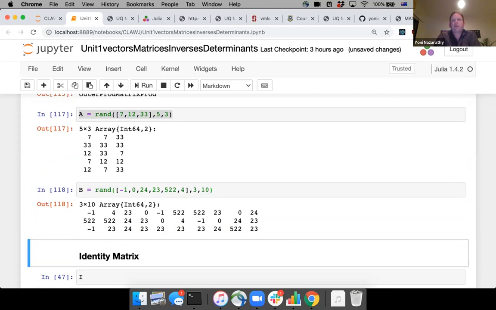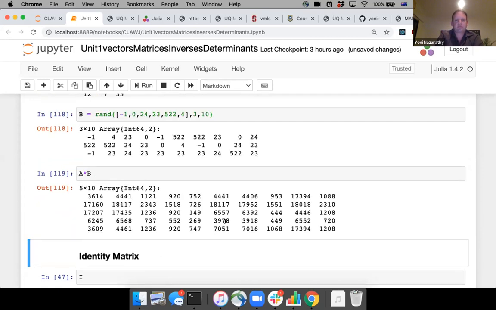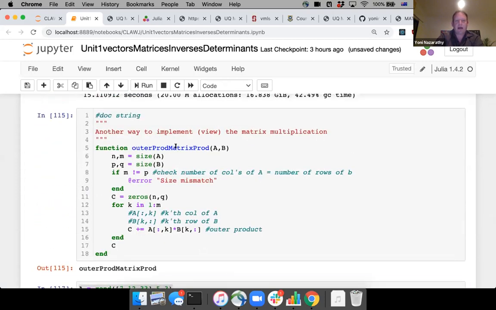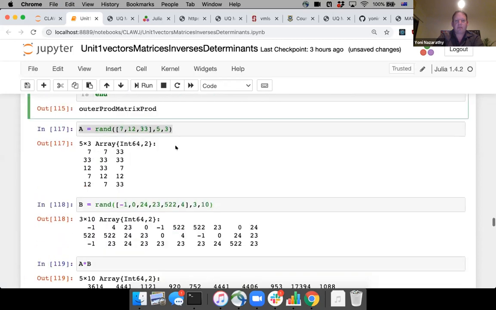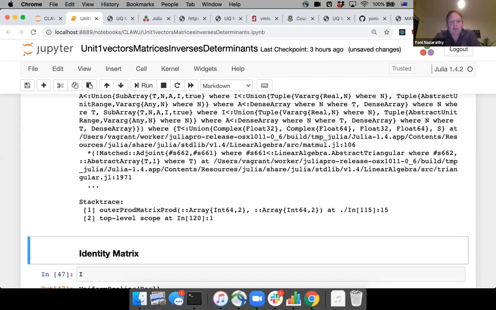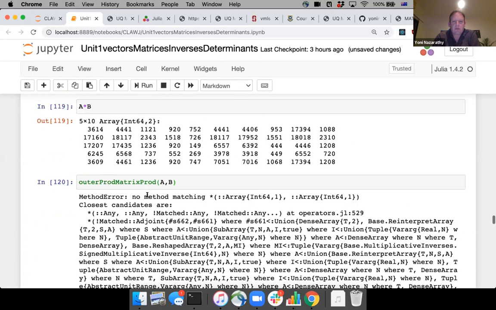Let's see what the product of these two matrices is. A times B, this is a 5 by 10 matrix. Let's try a function, drum roll, let's hope this thing works. Outer prod matrix prod, A comma B. It takes a bit longer and it doesn't work. Nobody promised it would work.